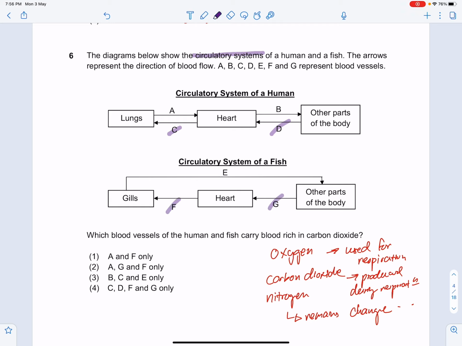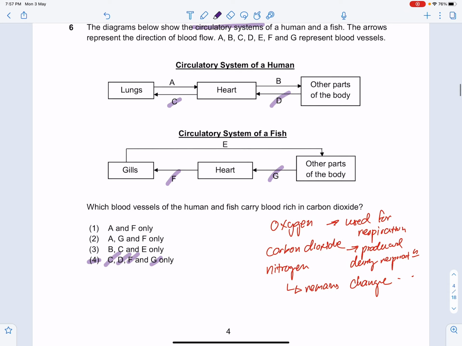So that brings us to the answer of number 4, whereby C, D, E, F, G are rich in carbon dioxide. If the question is going to flip and ask you which is rich in oxygen, you can use the same method to rationalize and get your answers. All right, moving on.